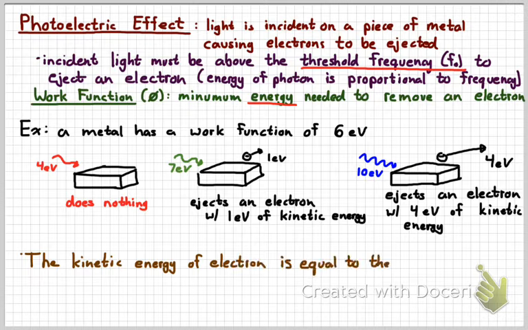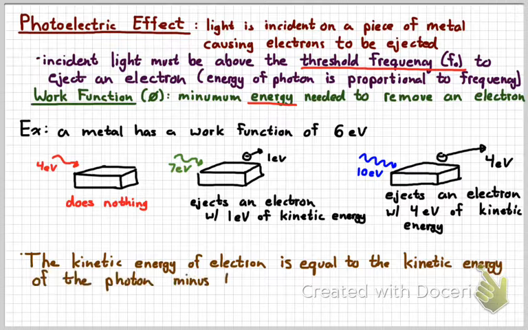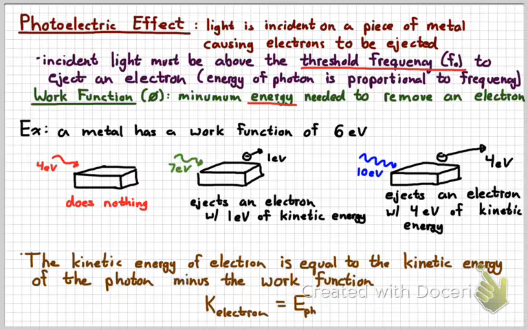So we can find the kinetic energy of the electron by simply taking the energy of the light, the photons, minus the work function, which in this instance is the 6 electron volts. And so we can write a real simple equation. The energy of an electron is equal to the energy of the photon minus the work function. Again, it's most convenient to do these in energy units of electron volts just because they're smaller. Photons and electrons are very small, and so we measure their energy with a small unit.